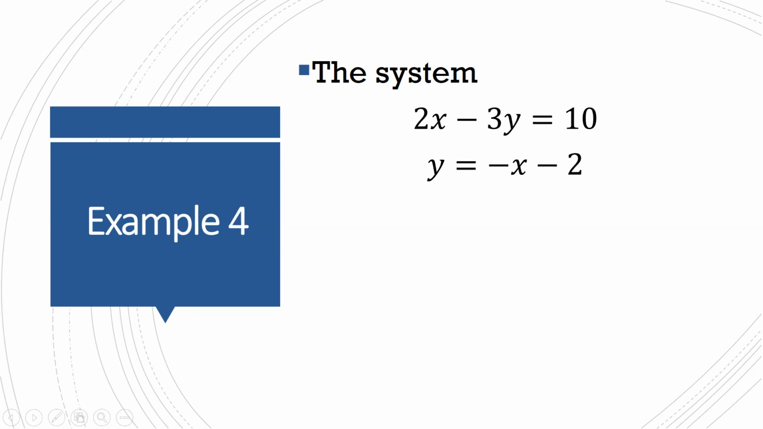Let's take a look at another system. Here we have two equations. The first equation is 2x minus 3y equals 10. The second equation is y equals negative x minus 2. Let's go solve this system using substitution.